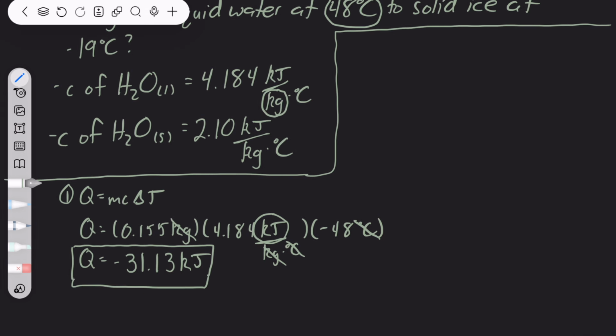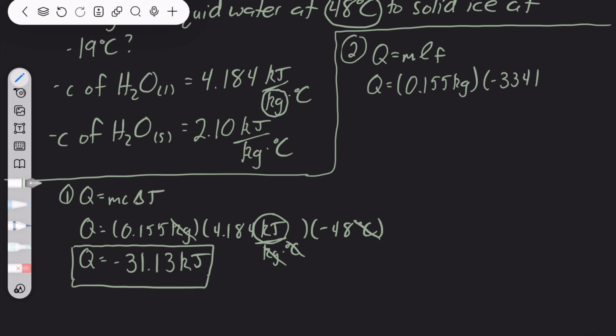So step 2 has us taking into account the state change of water. So we are back to using Q is equal to the mass multiplied by the latent heat of fusion. Okay, so we have Q equals the mass, which is 0.155 kilograms, and that is multiplied by negative 334 kilojoules per kilogram. So remember, because we are freezing, we are going from a liquid to a solid. This water needs to lose heat.